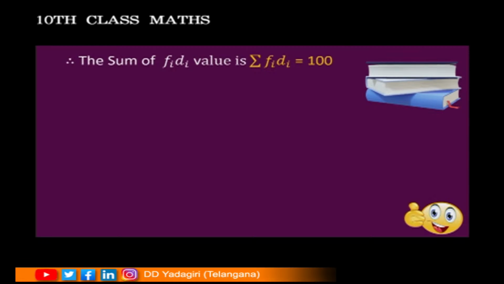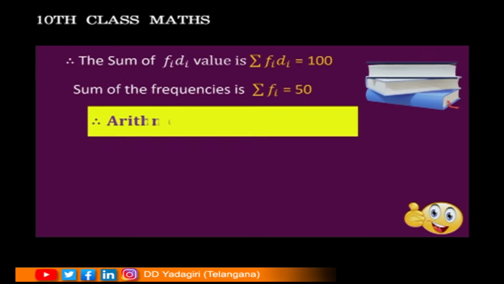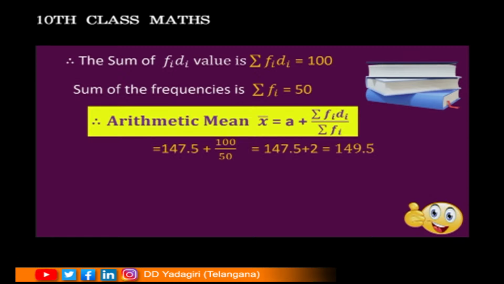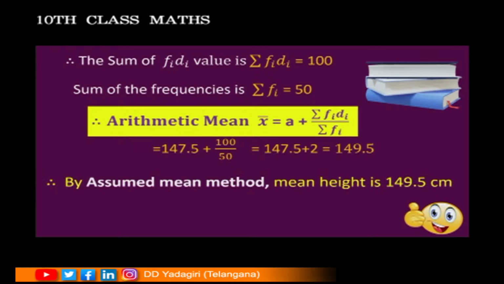So what is given here? The sum of the fi di values, sigma fi di, is 100, and the sum of the frequencies, sigma fi, is 50. So the formula is, arithmetic mean x bar is equal to a plus sigma fi di by sigma fi. So what is the assumed mean a here? We have taken it as 147.5, and the value of sigma fi di is 100, and sigma fi is 50. So when you apply here, 147.5 plus 100 by 50, 100 by 50 is 2, so 147.5 plus 2 is 149.5. So by the assumed mean method, mean height is 149.5.